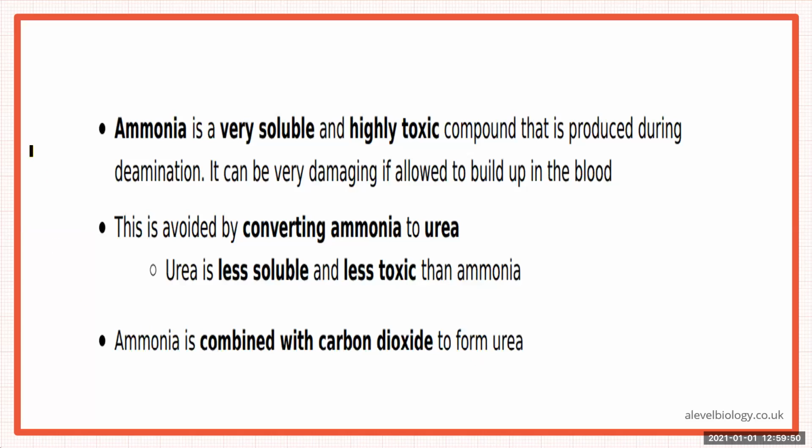Now, the thing with ammonia is that it is very soluble and it is highly toxic, right? So we have to quickly remove it from the body. It is converted into urea, which is less soluble as well as less toxic than ammonia. It's converted immediately into urea. As we just discussed, ammonia combines with carbon dioxide to form urea, and then urea is excreted out from the kidney.